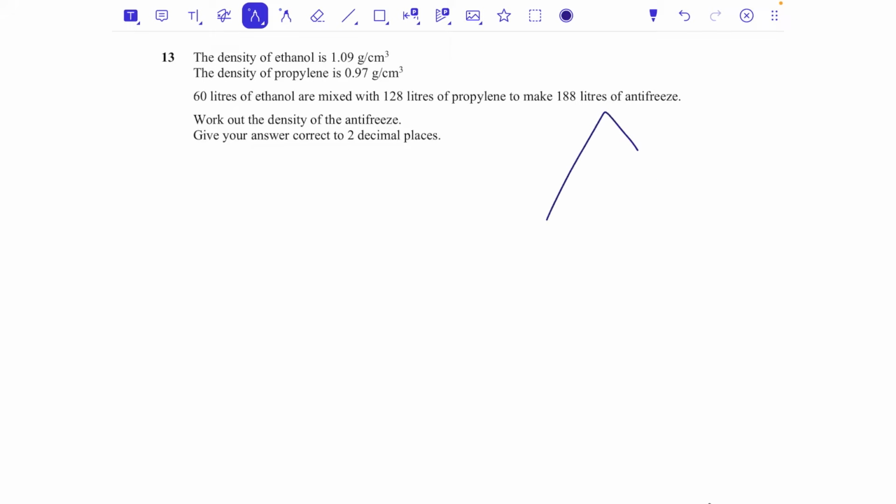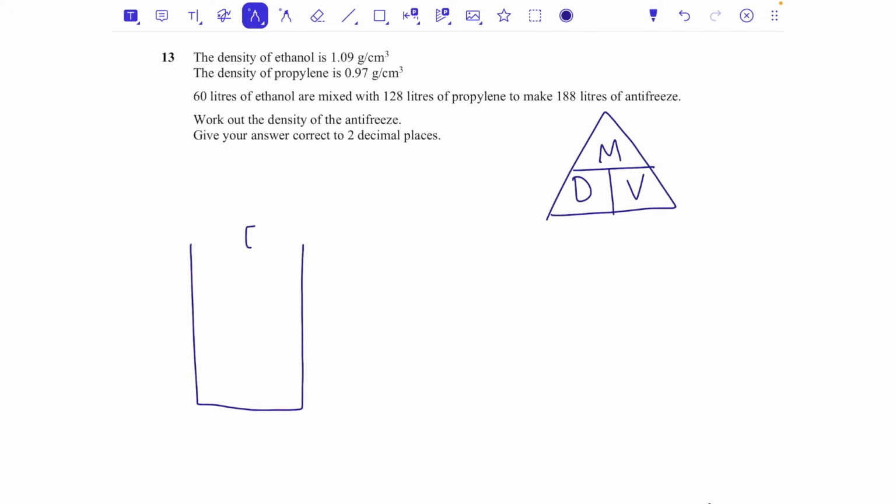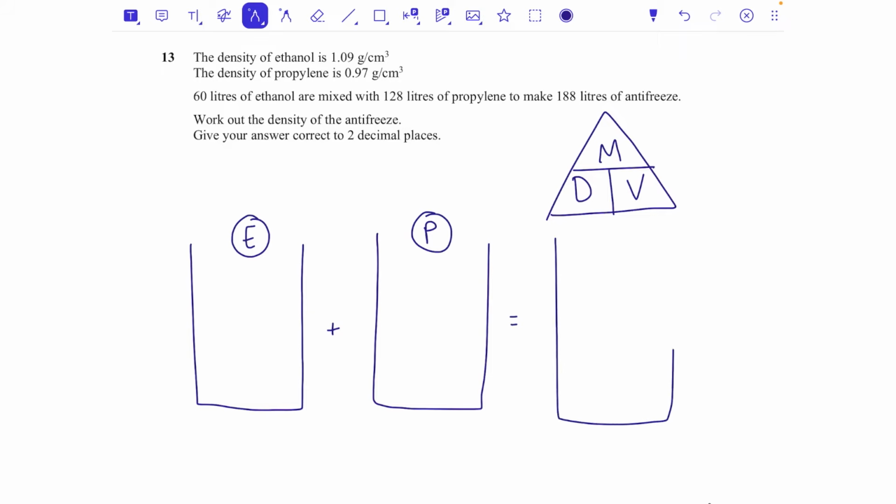So again, we're going to use that formula triangle, density, mass, volume. Now, I like to draw little tubs for these. I know a lot of teachers just like to do a table, but I like a picture. So there we go. This is going to be our ethanol, and we're adding that to our propylene. And that added together is going to give us our antifreeze. So let's call that with a little a.